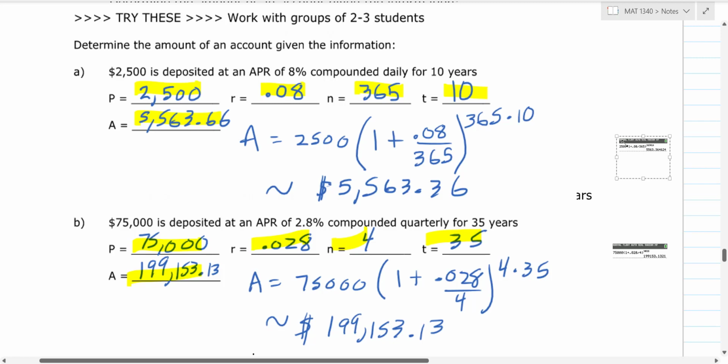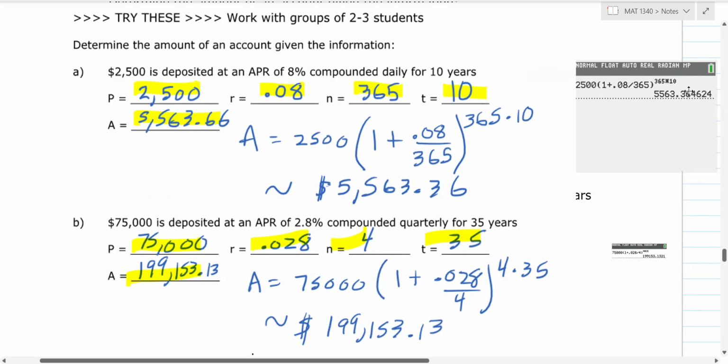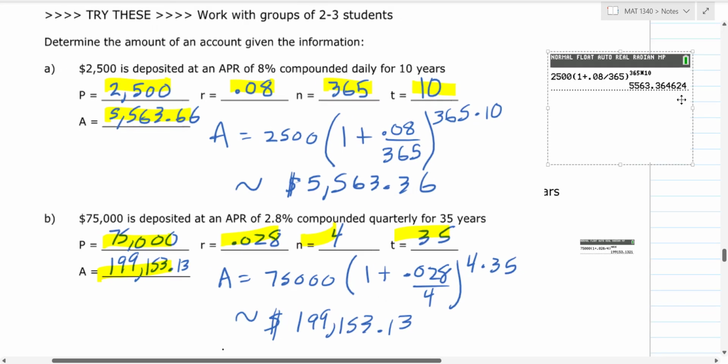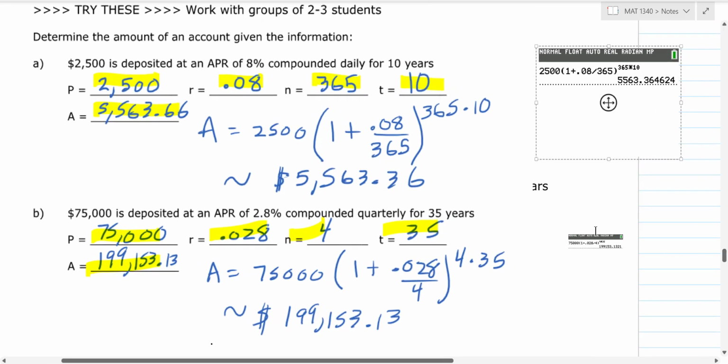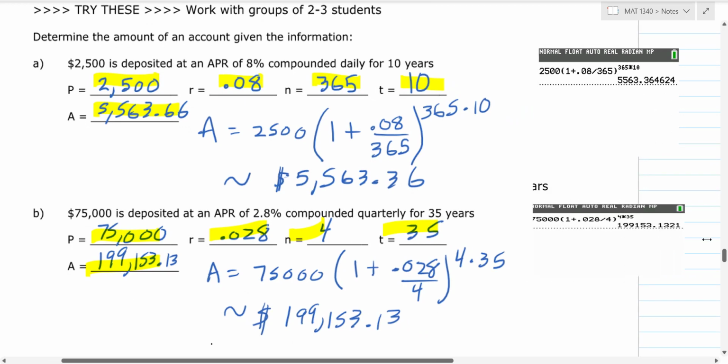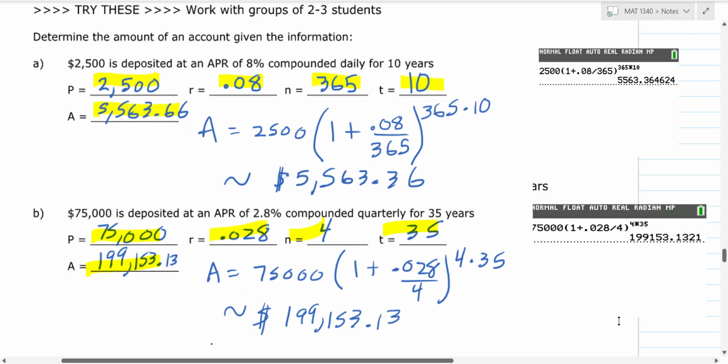Yeah, what I did was I kind of put this in. I hope you can see this okay. That's how the first one went on the calculator. And the second one was like this. And you have a TI-84?